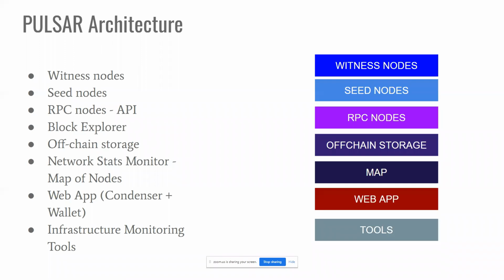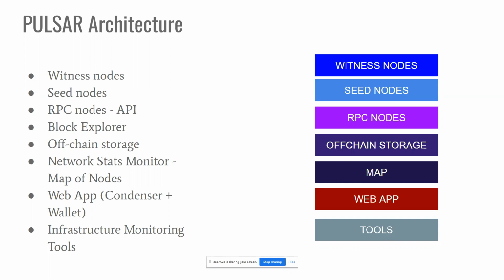We might have a web application server where we can host a condenser, which is a web interface to create or share content, and it can be the same with the wallet. And we might have additional infrastructure monitoring tools for monitoring all the nodes in the network to see their redundancy, their availability, their resilience, and so on.